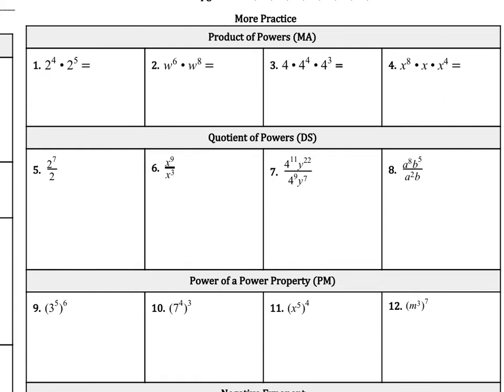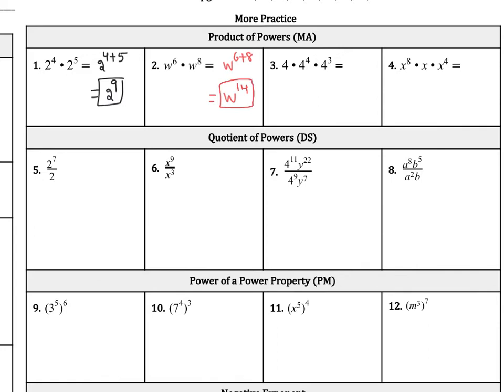So first is product of powers. When you multiply two same bases, you add the powers. So the answer is 2 to the power 4 plus 5, which is 2 to the power 9. Next, you're going to multiply again same bases. So 6 plus 8, you're going to get w to the power 14.